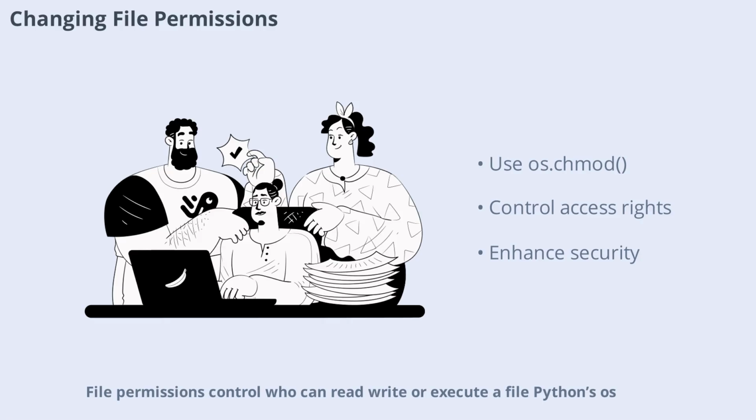File permissions control who can read, write, or execute a file. Python's os.chmod function lets you change permissions programmatically. This is important for security, especially when sharing files or deploying applications. Always set permissions carefully to protect sensitive data.